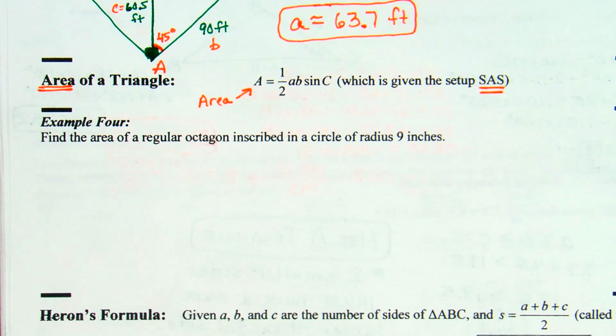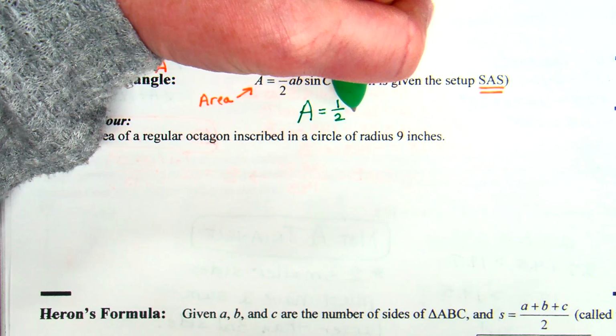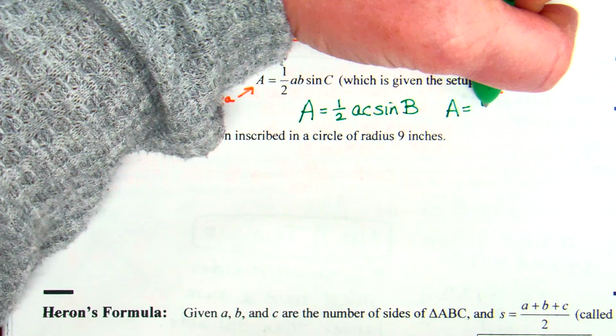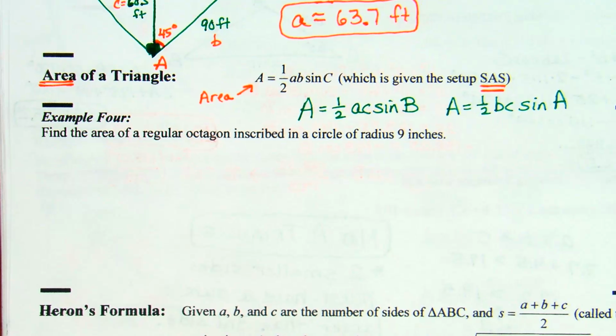Okay? Now, keep in mind, I'll throw in right here, you could also have the equivalent setups where you could have the area is 1/2 times AC times the sine of B. Or you could have area is 1/2 times BC times the sine of A. In other words, it's always 2 sides and the angle in the middle. That's what you have to know for this to work.